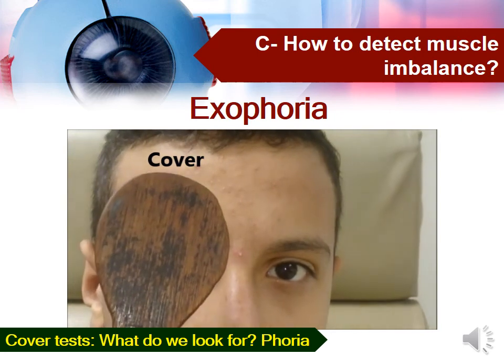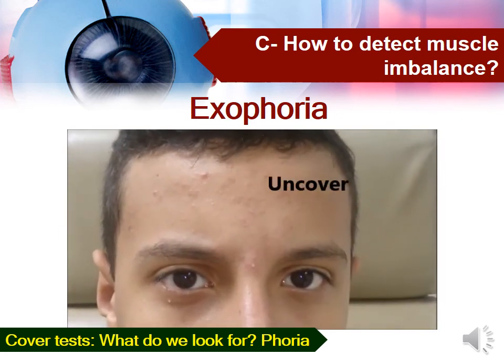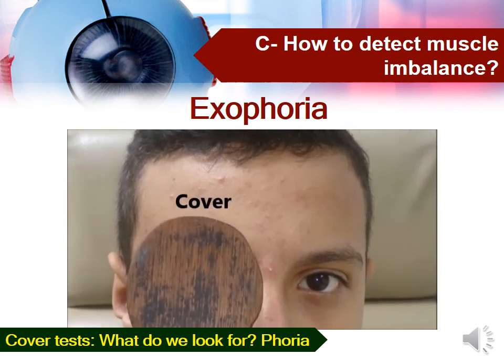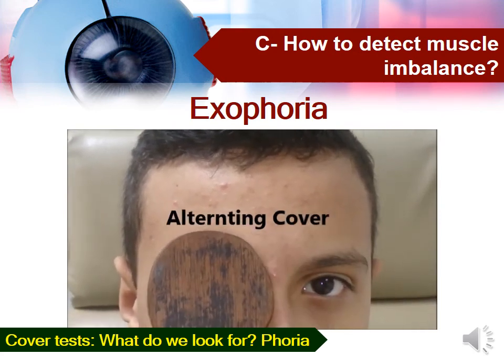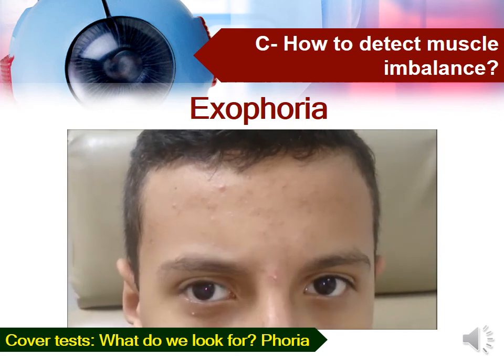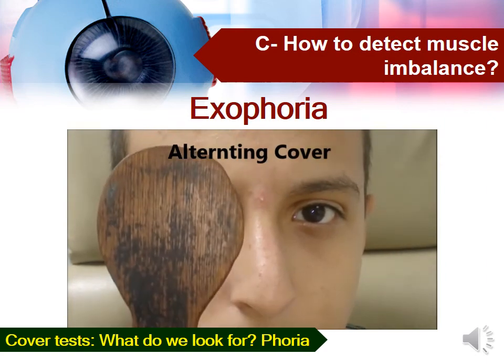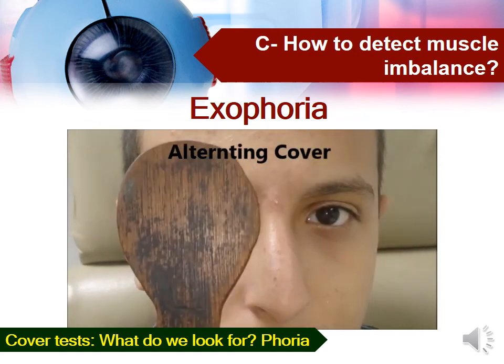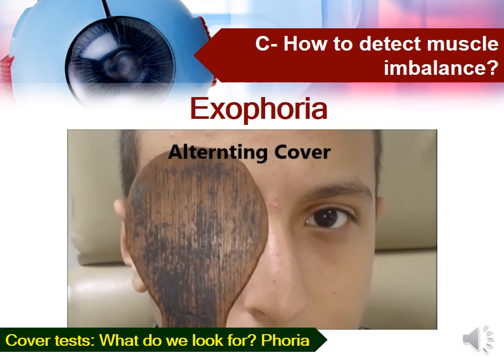This is a patient with exophoria. With cover and cover test, you can see that the eye deviates under the cover, but once you take off the cover, the eye moves quickly from out in to regain fixation. Now when you switch to the alternating cover test, instead of just uncovering the eye, you move the cover to the other eye. You notice that the movement now becomes more obvious.